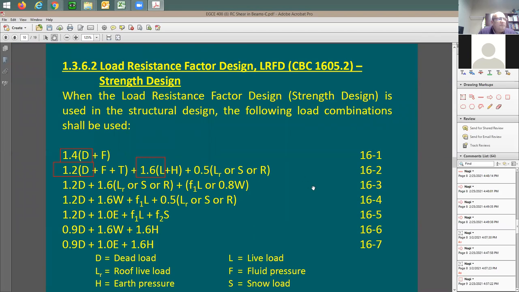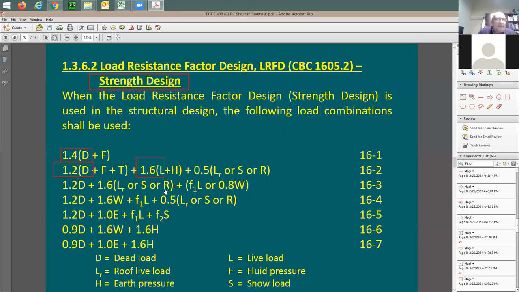To find V sub U, we're going to use these load combinations. These load combinations can be used for shear, for flexure, which means moment, and also for axial load and for torque, for whatever load that you have. If you're doing a structural design, not a service analysis or service check for the performance of the concrete beam, which means strength design, you need to try all of these load combinations and pick the one that controls, which means the one that gives you the highest load.